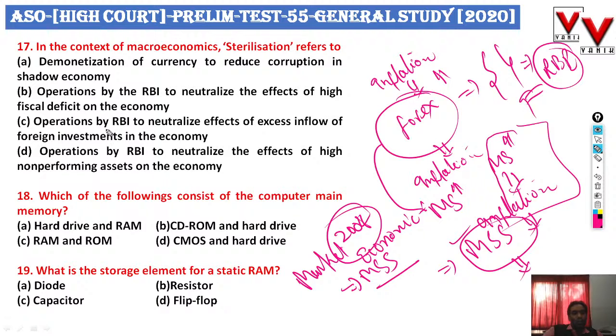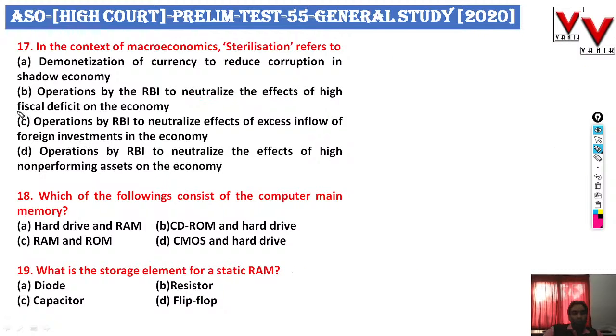So it is an operation by the RBI to neutralize the effect of excess inflow of foreign investment in the economy, not of high fiscal deficit, and not demonetization. Because of an increase in foreign investment, forex is going to increase, and because of the increase in forex, money supply is going to increase.